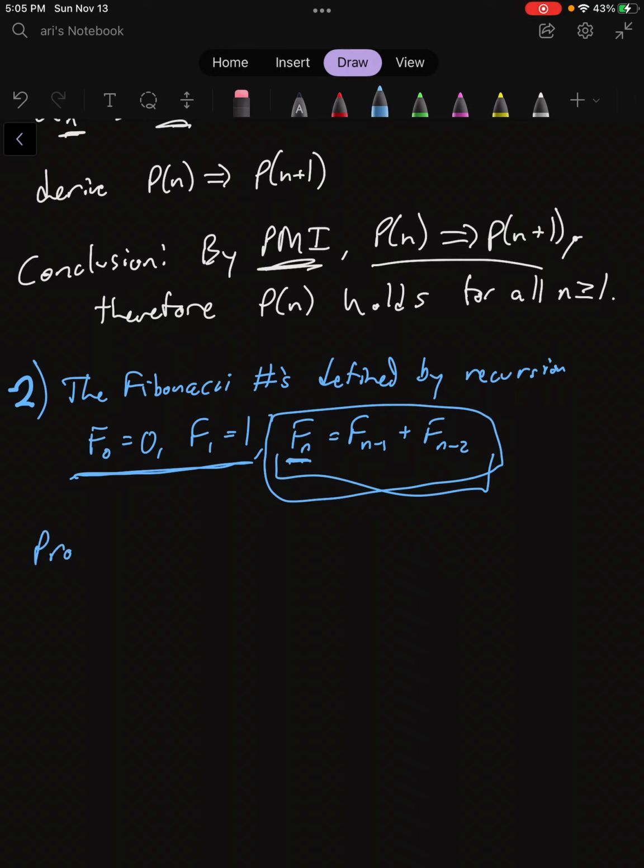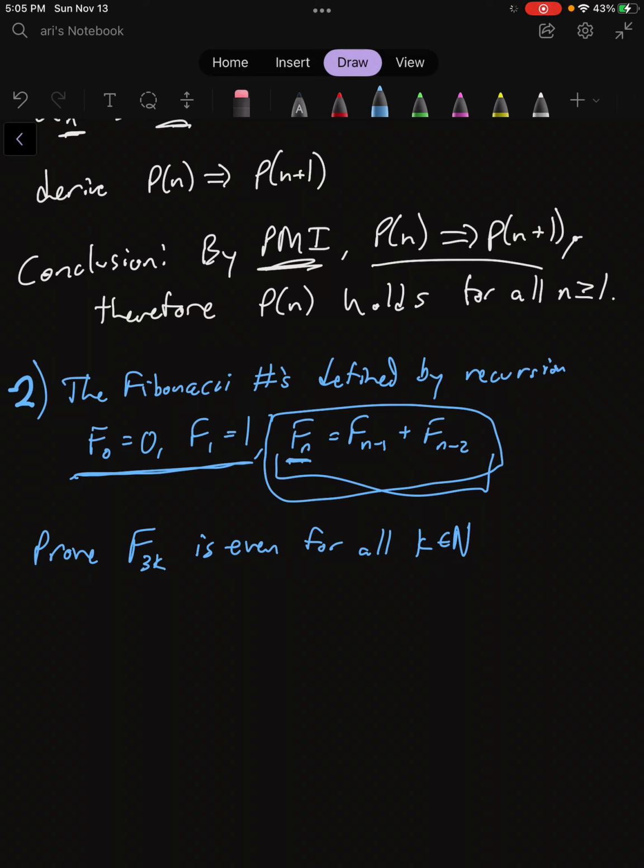So now we are asked to prove that f of 3k is even for all k in the naturals. So anytime we have f of 3k, it's going to be an even number.